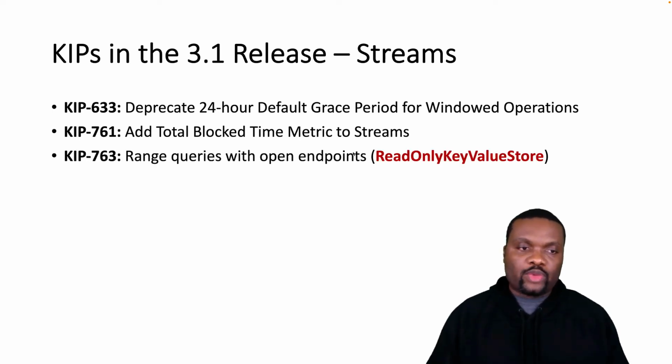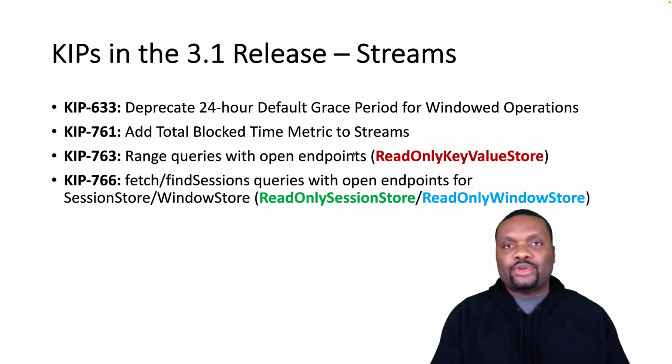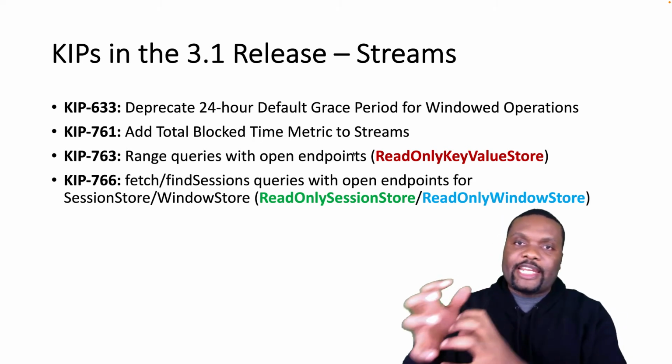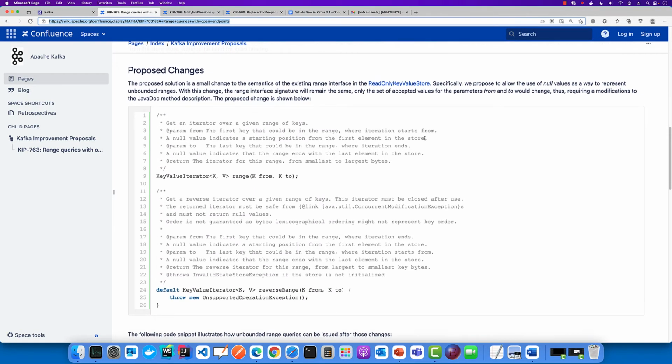And then with this one here, we now have the ability in these 2 KIPs. The first one is KIP number 763, which allows us to do range queries with open endpoints. Before now, you typically would have to have a bounded query where the first value in that query cannot be null, and the end value in that query cannot be null. But in these 2 KIPs, and in these 3 different stores, we are now able to specify a null value for the opening part of the range, and also for the ending part of the range.